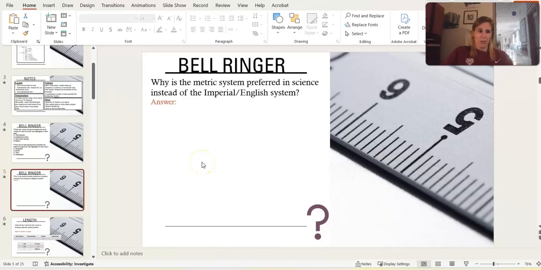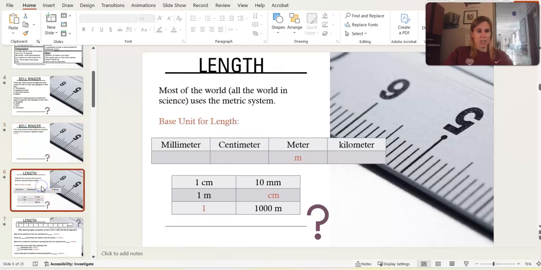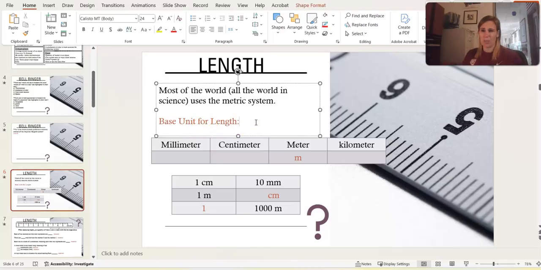Okay? So it's still very widely used. Okay, your first section of this is going to be length. For these, you guys are going to tell me the base unit for length. So you guys are looking for anywhere there's pink writing. Okay, that's where you're going to need to type an answer.